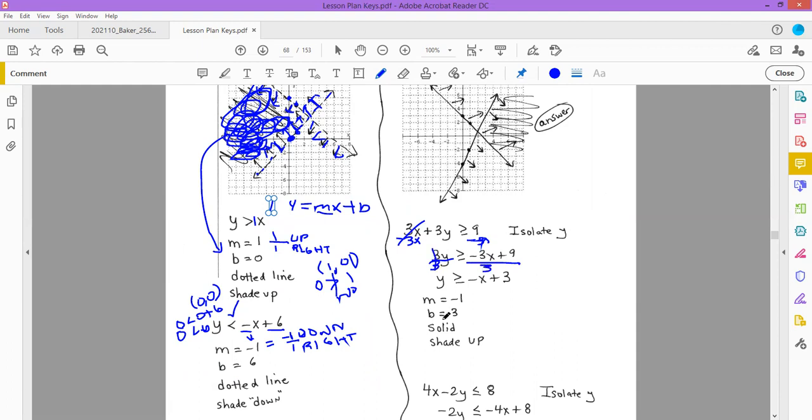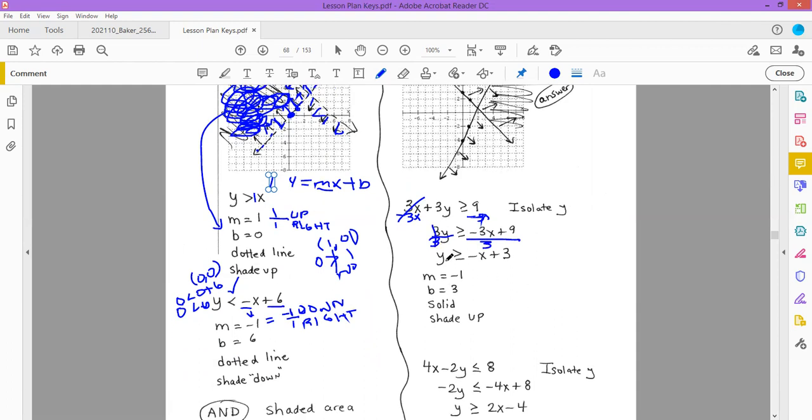The 3's cancel on the left side, leaving y greater than or equal to, and on the right side, negative 3 divided by 3 gives us negative 1x, and 9 divided by 3 gives us 3. So our slope is negative 1. That means down 1, right 1. And our y-intercept is 3.